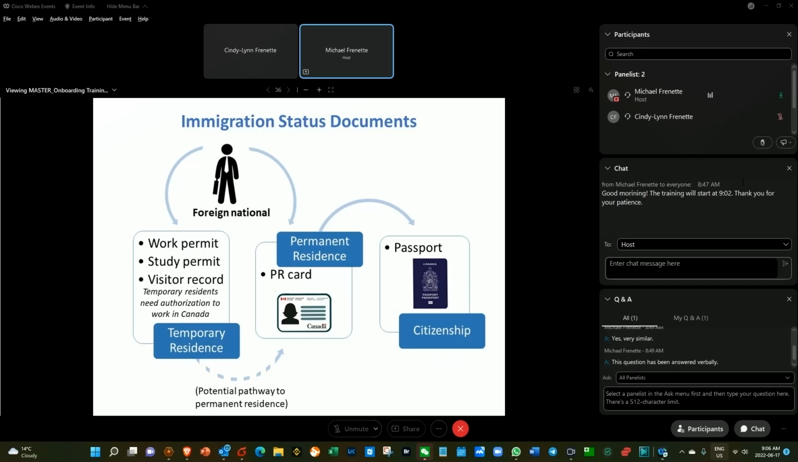There are three types of temporary residents in Canada. The first one would be issued what we call a visitor record. It's a status document issued to foreign nationals that may extend or restrict their stay in Canada. It specifies the conditions and the duration of their stay in Canada. The second one is the study permit, which, as the name says, is required in order for foreign nationals to be allowed to engage in studies in Canada.